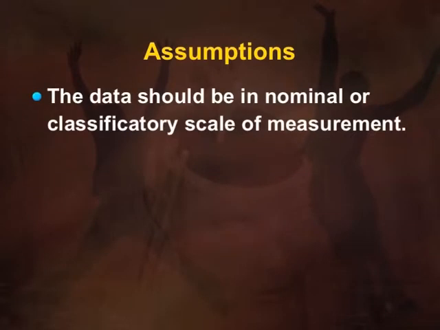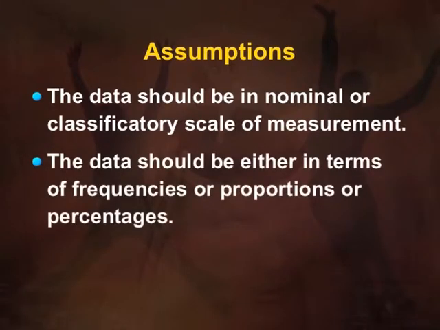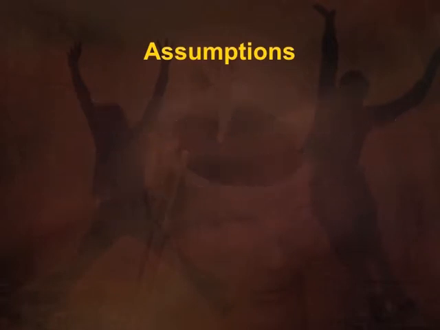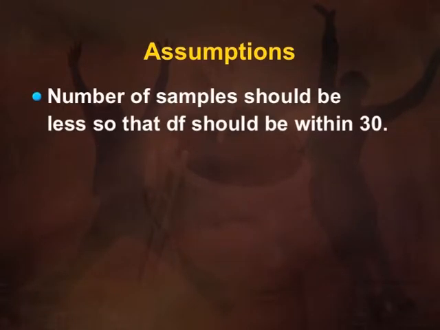The data should be in nominal or classificatory scale of measurement. The data should either be in terms of frequencies or proportions or percentages. And finally, the number of samples should be less so that the degrees of freedom, or DF, should be within 30.